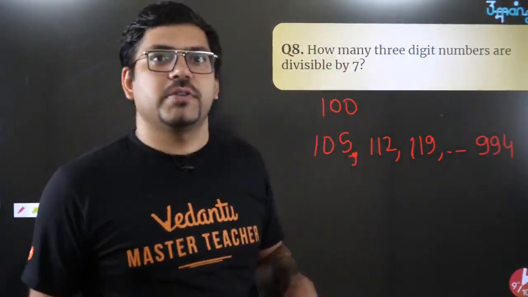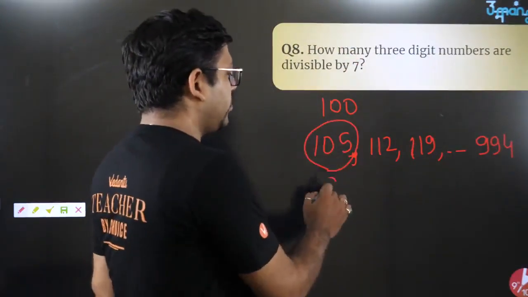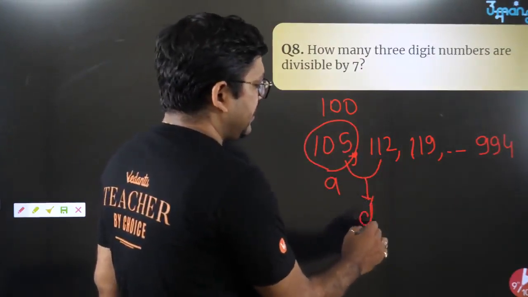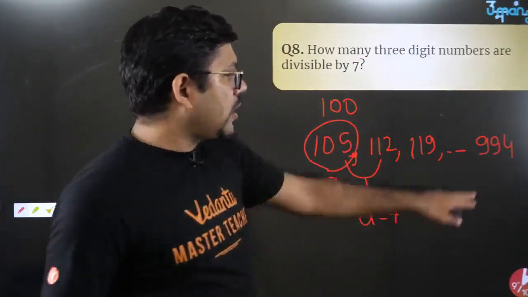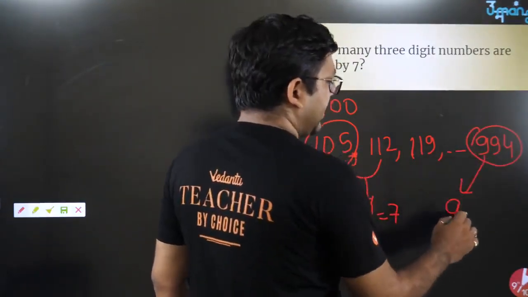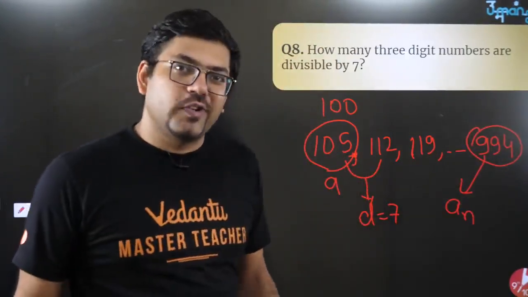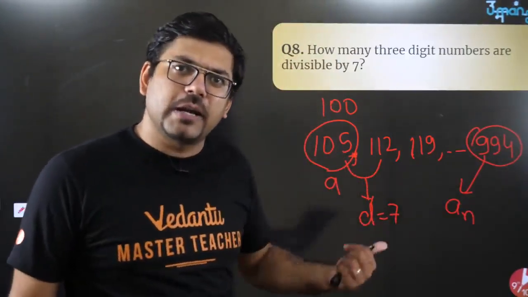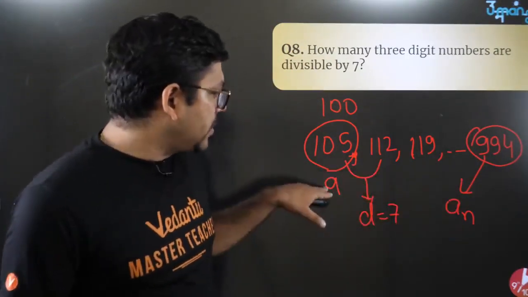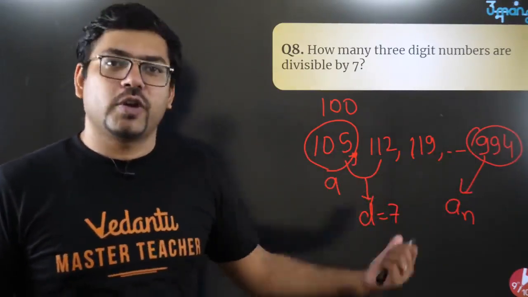So the question is, how many 3-digit numbers? This is your AP, where your first term is 105, the common difference D is 7, and the last term is 994, which you can take as AN. So if this is your AN, this is your A, this is your D, can't you find N? We have done it multiple times in the previous questions. Very simple. AN is given. Put the values of A and D in A plus N minus 1 into D and find the value of N. That's what you have to do here.